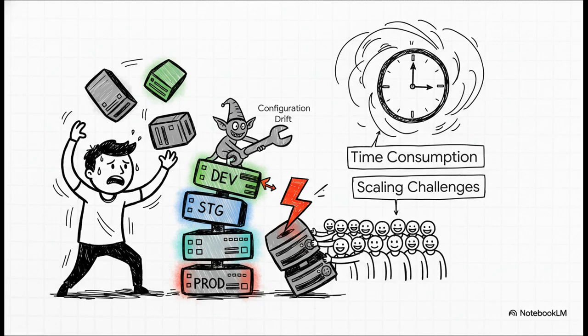All it takes is one person making one tiny, undocumented change directly in the staging console, that's configuration drift, and bam, your code, which worked perfectly fine everywhere else, suddenly dies in production. And scaling? Forget about it. It becomes this frantic manual scramble instead of a calm, automated process.